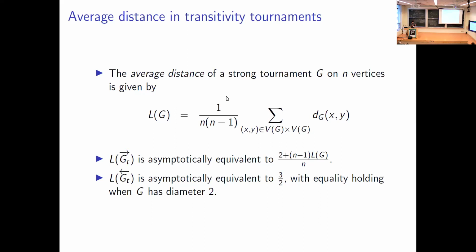Again, in the dual model, this dependence on the base tournament disappears. No matter what the average distance of the base is, asymptotically, the average distances of the dual transitivity tournaments will approach 3 over 2, with equality holding when the diameter of the base is 2.